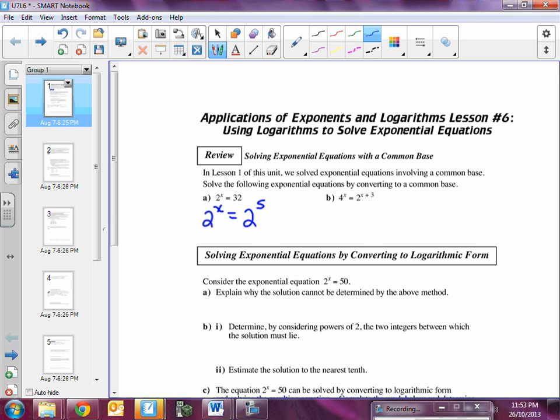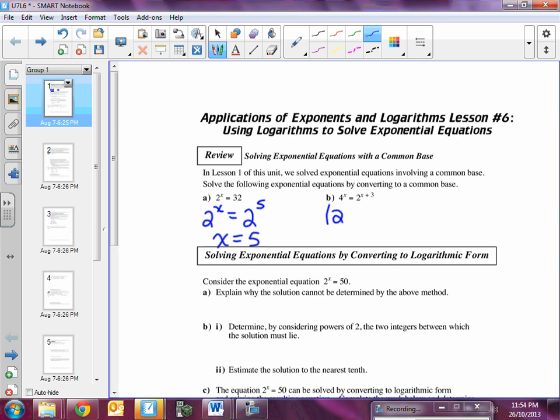As soon as I have two exponents with the same base, I can set them equal to each other. So x here is equal to 5. In part B, I have 4 to the x equals 2 to the x plus 3. I can rewrite 4 with the base of 2. 4 already has that power of x, so make sure you write that in power. So I have 4 is equal to 2 squared.